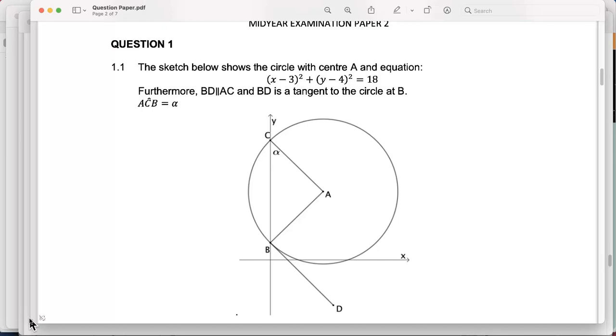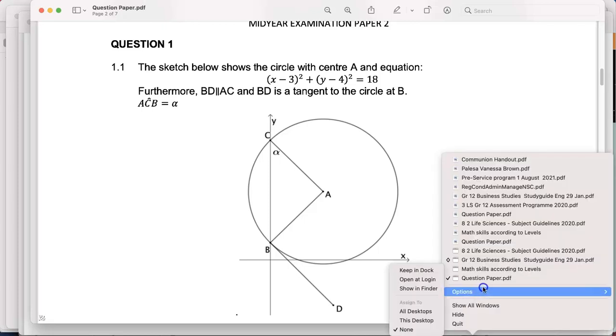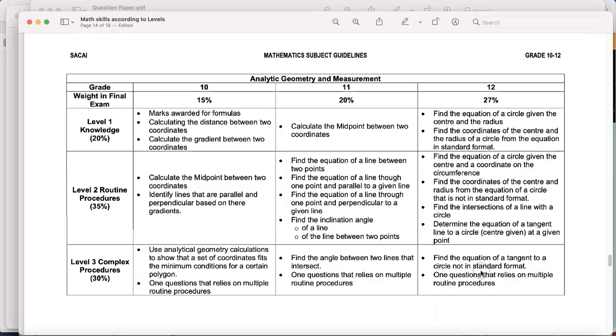So here is what I'm going to send you. I'm going to send you a list of skills that you should be able to do. What we're going to look at in this video is analytical geometry, and let me show you how you can go about preparing for this topic. I'm going to send you this list here, and here you can see the different abilities that you need to be able to do at different levels.